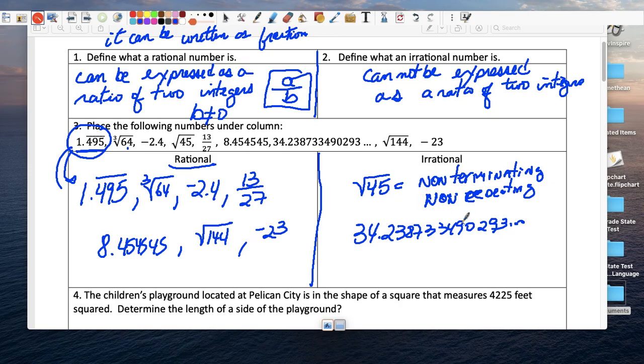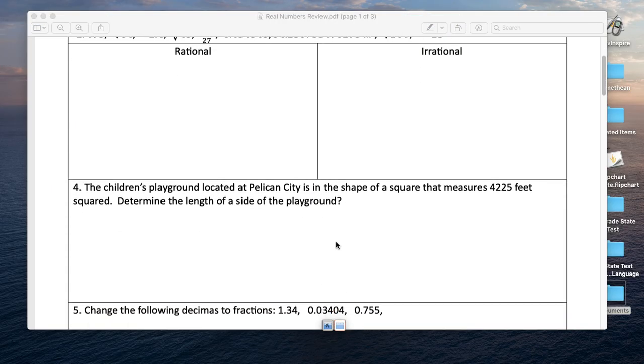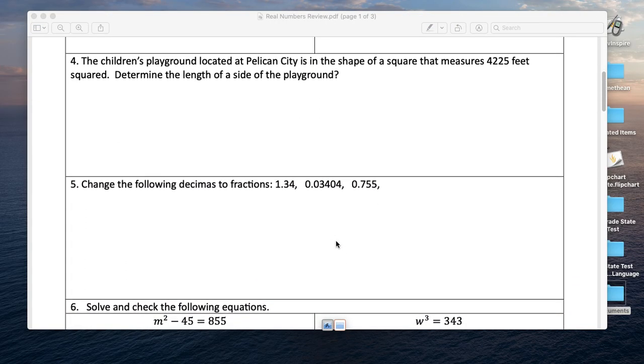The ones on the right, the non-perfect squares, non-perfect cubes, the decimals that go on forever and ever and never repeat, they're all irrational, and I have no way of changing any of these irrational numbers into a fraction. Okay? I can't express how much you need to make sure that you understand the definition of rational and irrational.